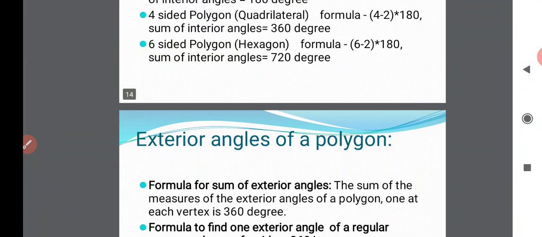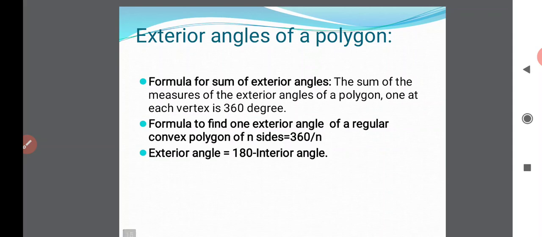Okay, that's all about the sum of the interior angles. Now let's see the exterior angles. For this also we have a formula, and it is one interesting formula. What is interesting in it? The sum of all the measures of exterior angles of a polygon, one at each vertex, is 360 degrees.